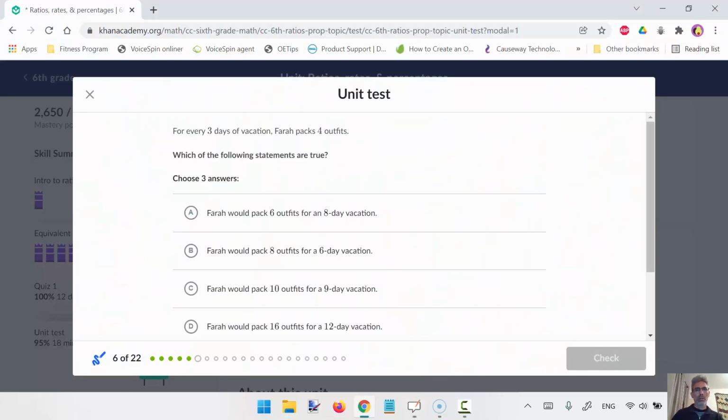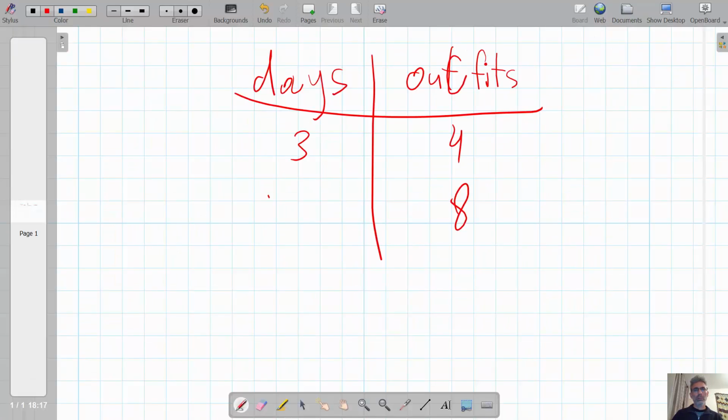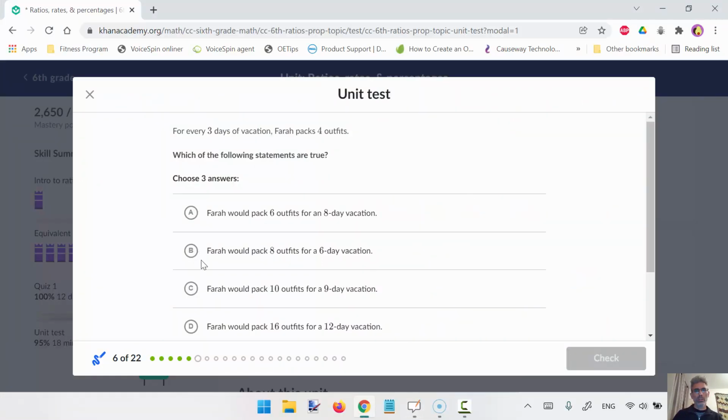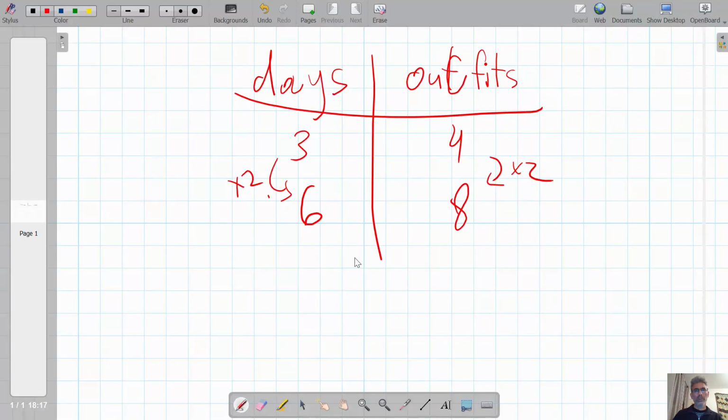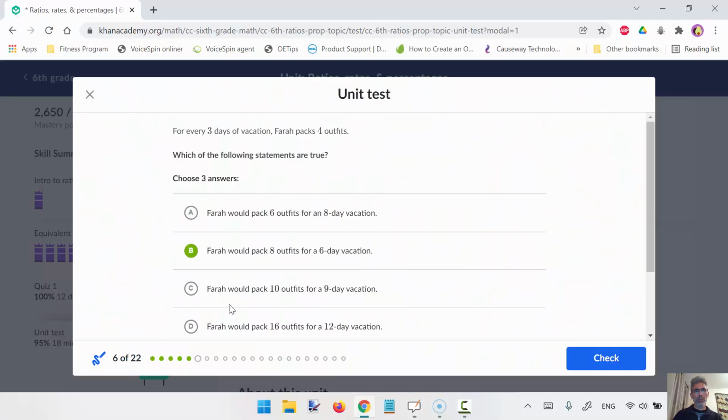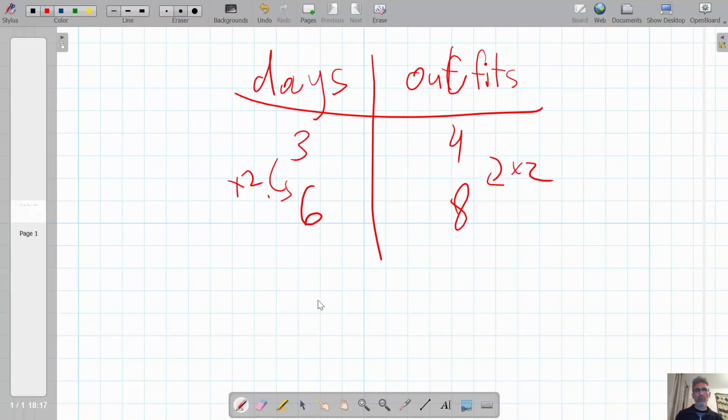Oops. 8 for a 6-day vacation is good, because we multiply by 2. We multiply by 2, so this is good. 6 to 8. 8 outfits for a 6-day vacation. Or we pick 10 outfits for 1 day. 10 outfits.